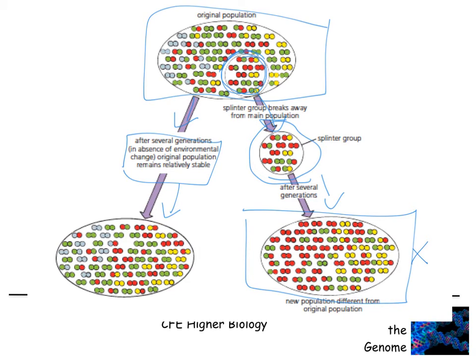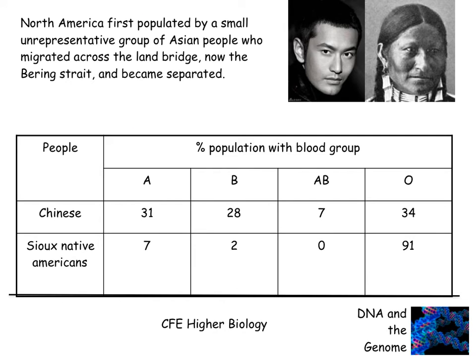Now, in this example, we've only really looked at one gene or one allele that's ended up being lost from the population. But in reality, you'll have many alleles of many genes that would probably be involved in this sort of thing. And an example is looking at this example here. It was thought that North America was first populated by a small group of Asian people who migrated across the land bridge, which is now the Bering Strait.